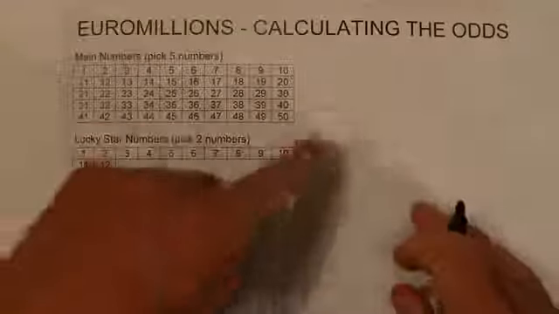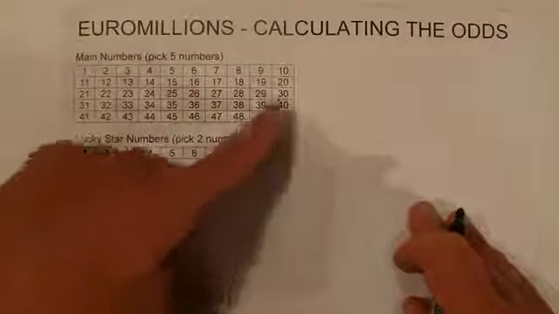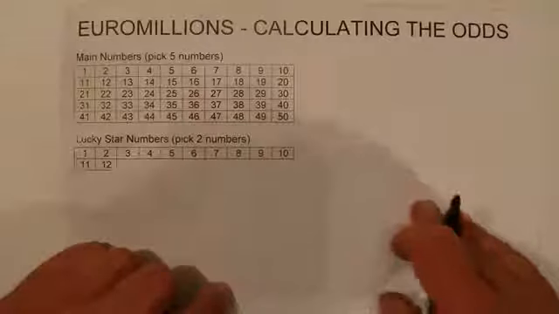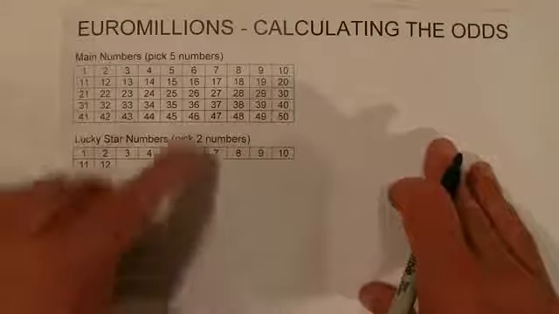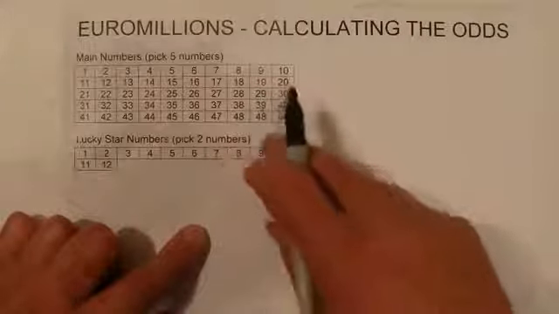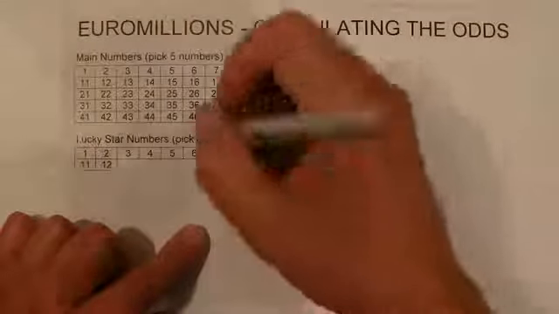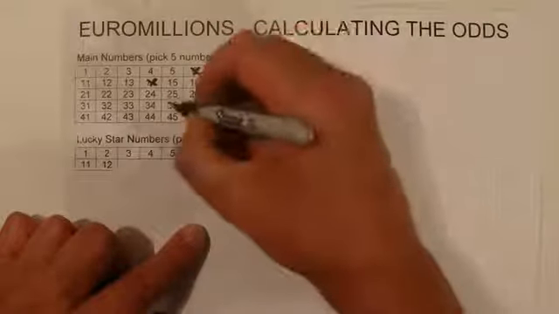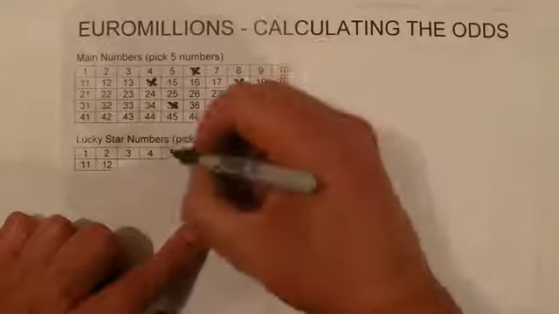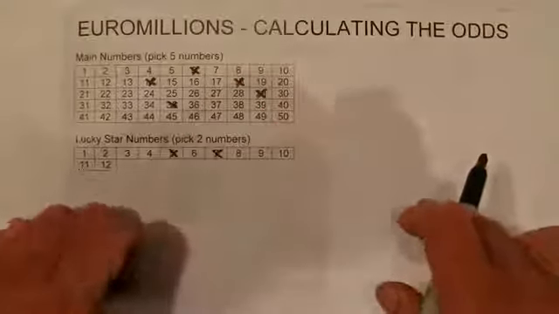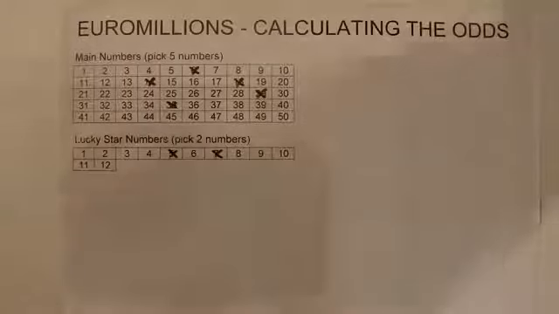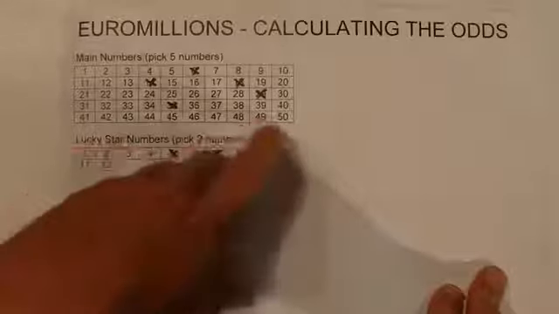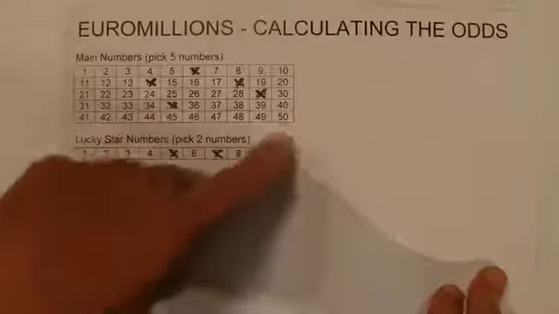And I've done a little coupon here to help you understand how to calculate the odds. On my Euro Millions coupon template, I'll randomly select 5 numbers in the top section and then 2 numbers in the bottom section, and hopefully that helps you understand how to calculate the odds.